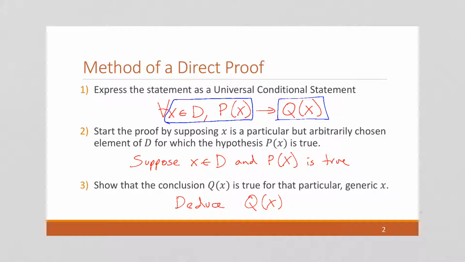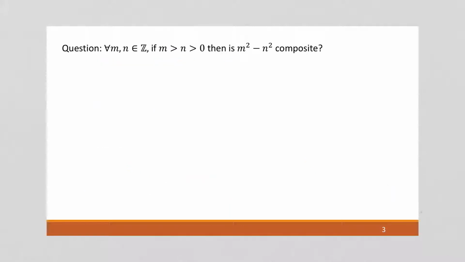Okay, so let's get at this example. Here we have a question. So I'm not saying prove that this is true. I'm asking, is it true? Is it true that for all m and n in the integers, if m is greater than n, which is greater than 0, right, so n is greater than 0, so n might be 5, and then m must be bigger than 5, so say 7, is it true that m squared minus n squared is composite?